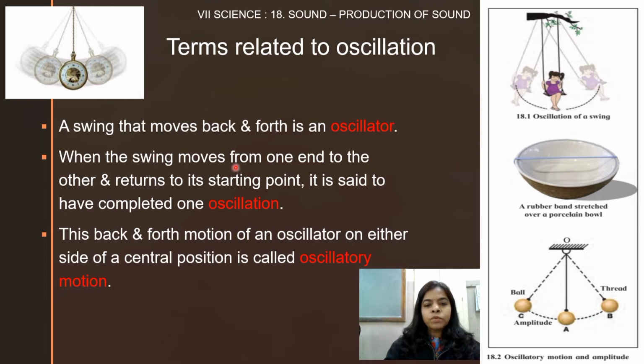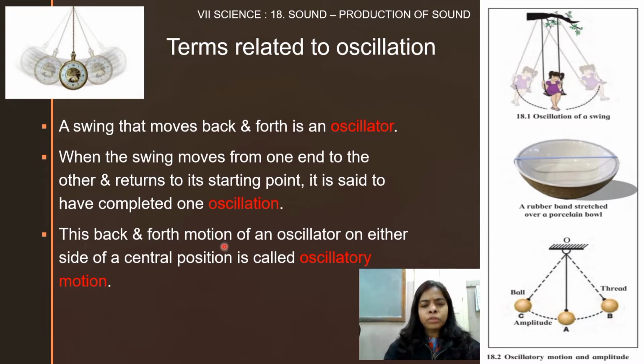When the swing moves from one end to the other and returns to its starting point, it is said to have completed one oscillation. Suppose we start counting from here, it will go and it will come back. That is one oscillation. Here also, it will go and it will come back. The rubber band also will go that side and come back. It will go that side, it will come back. Not this much far, a little bit.